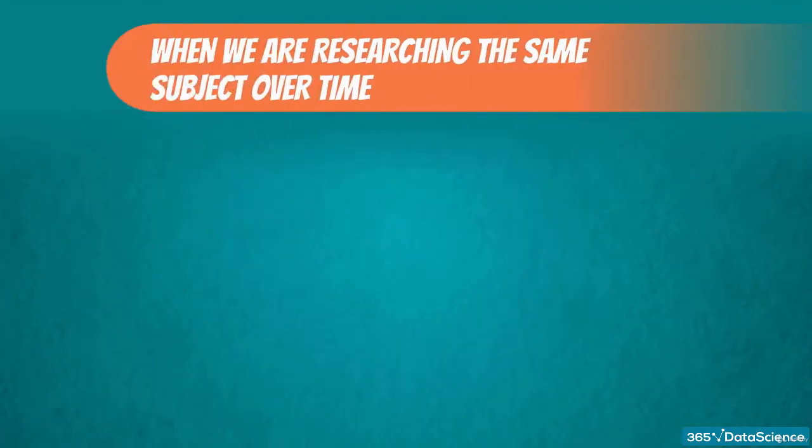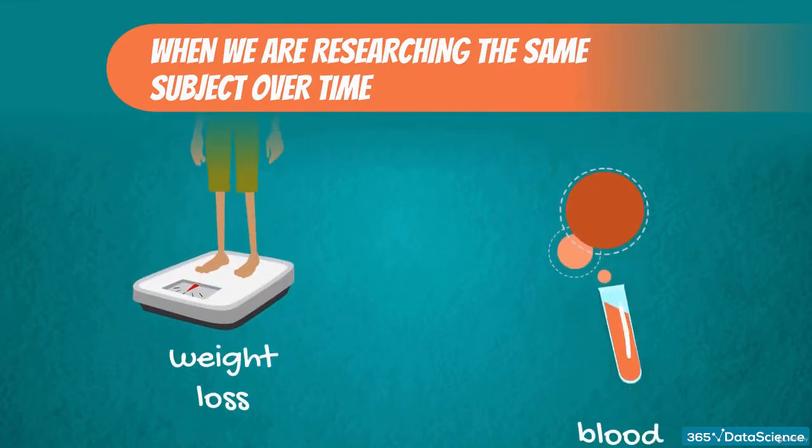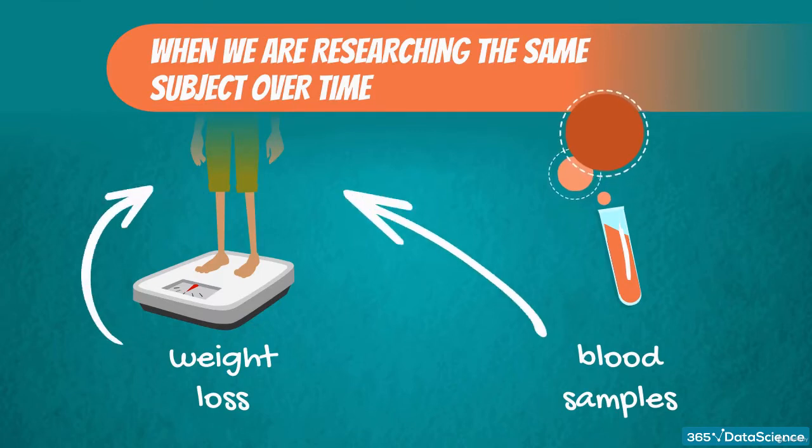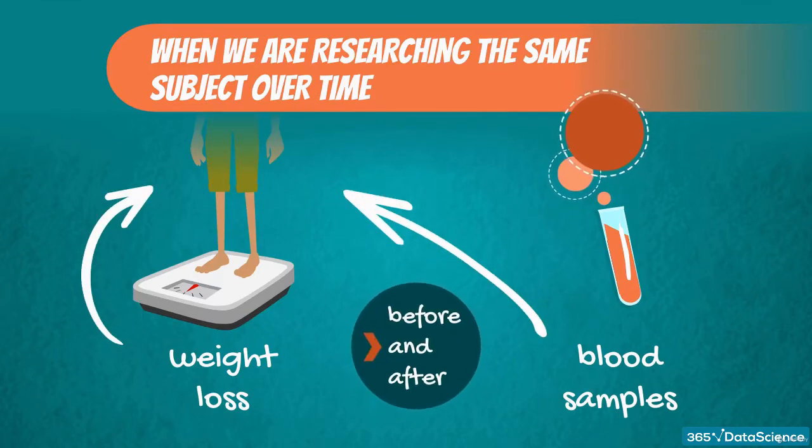First, when we are researching the same subject over time, examples are weight loss and blood samples. Essentially, we are looking at the same person before and after. These two examples will be explored and detailed in these lessons.